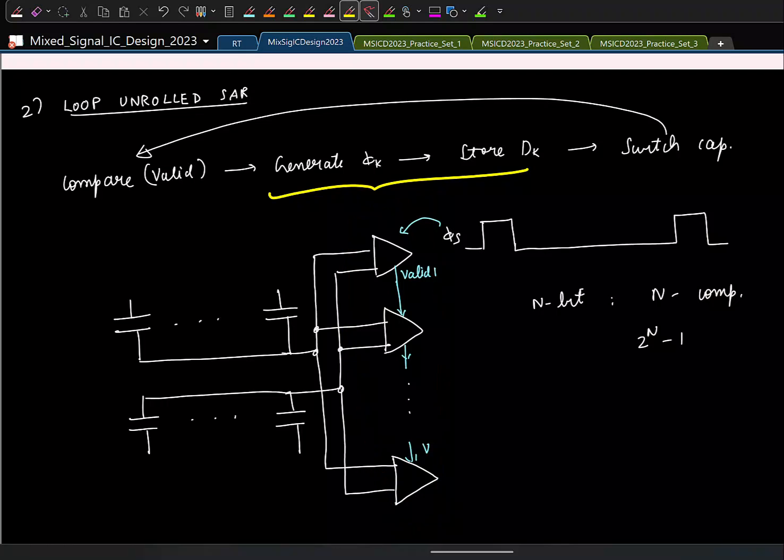They are not equal. Mismatch. The offset, as we saw in the flash ADC also, each comparator will have its own offset and it's going to be different for each comparator. So what is the implication of the offset? Each comparator is going to have a different offset. How does it impact the overall ADC performance?